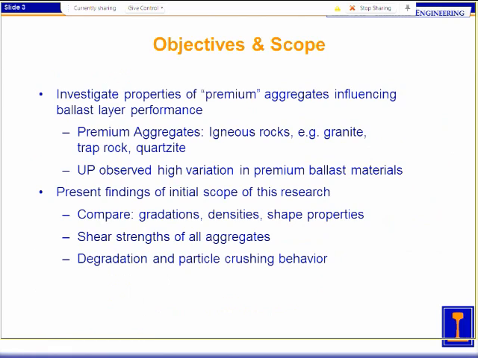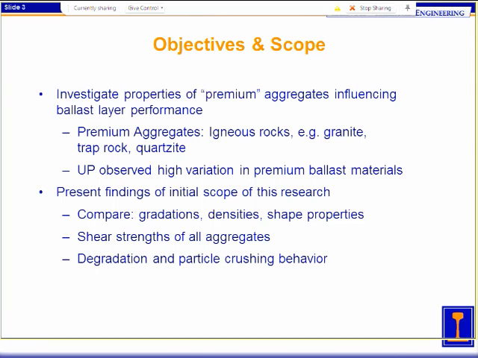The objectives and scope of this project are to investigate the properties of premium aggregates influencing ballast layer performance. Premium aggregates here, there's a small error on the slide, but premium aggregates in this case is defined as either igneous rocks, e.g. granites, granitoids, trap rocks, and then metamorphic rocks, quartzites. Quartzites are not actually igneous rocks.